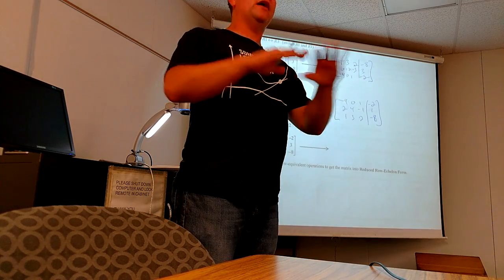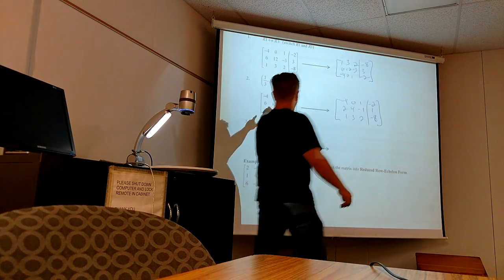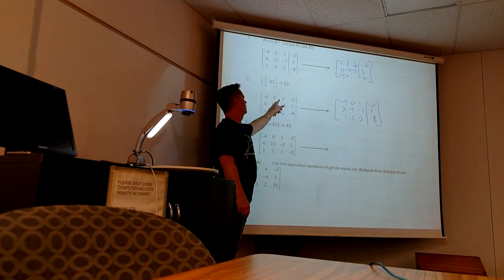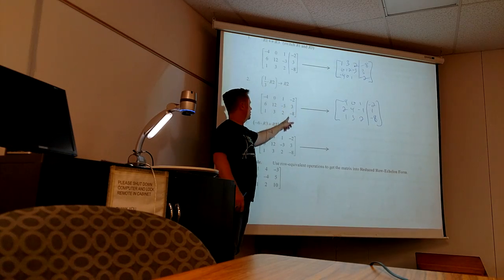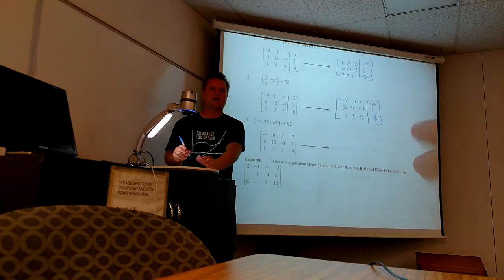Why am I allowed to divide a whole row by 3? What is that equivalent to? What would this equation be? 6x plus 12y minus 3z equals 3. There's an equation there. That's why I like that line there.